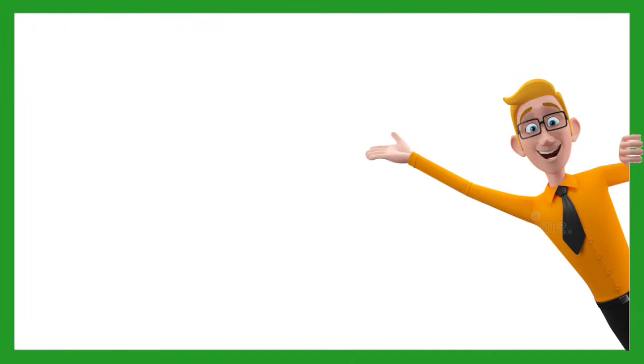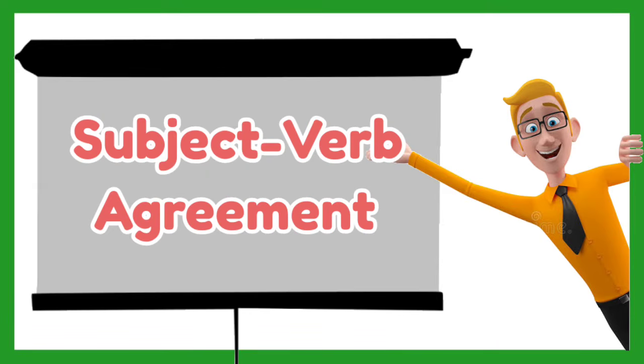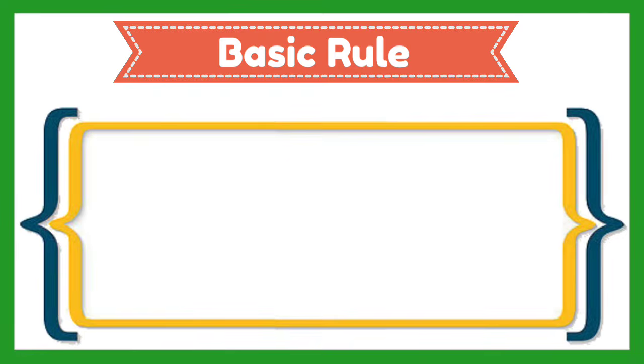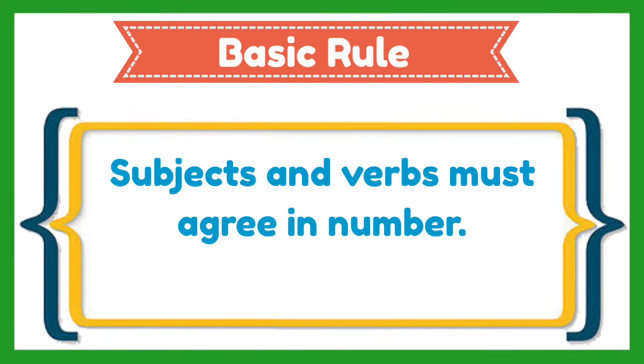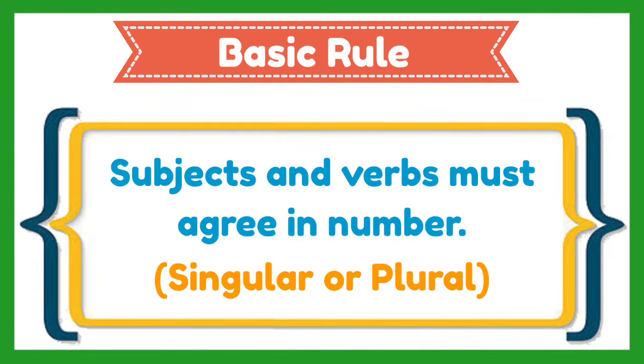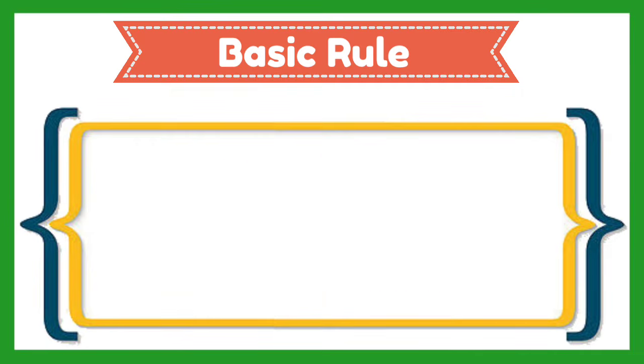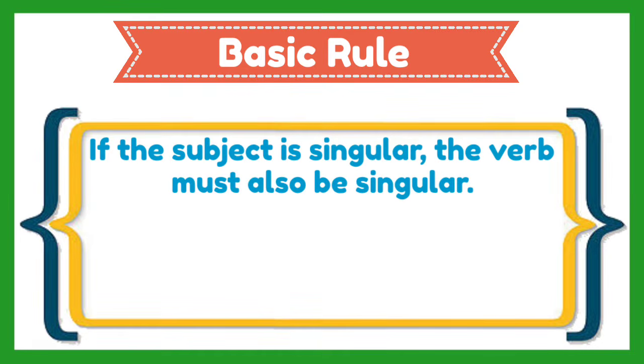For this video, we will be learning the different rules of the subject-verb agreement. Let's start this off by knowing the basic rule, which is subjects and verbs must agree in number. When we say number, we refer to whether they are singular or plural. This means that if a subject is singular, the verb must also be singular.